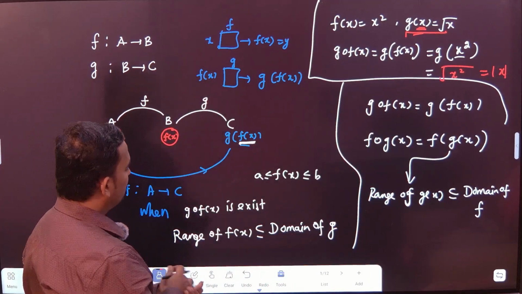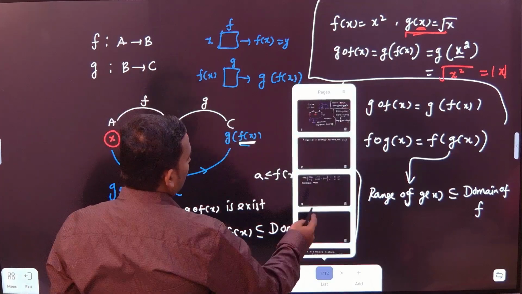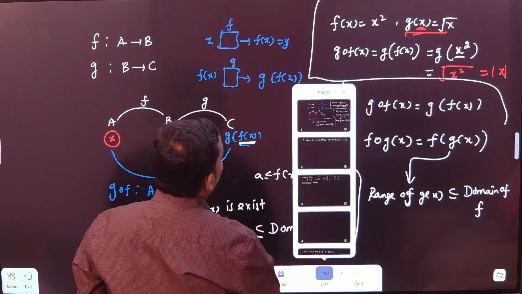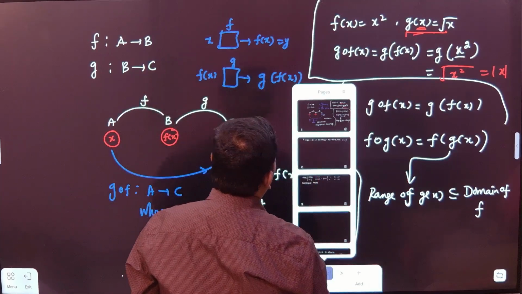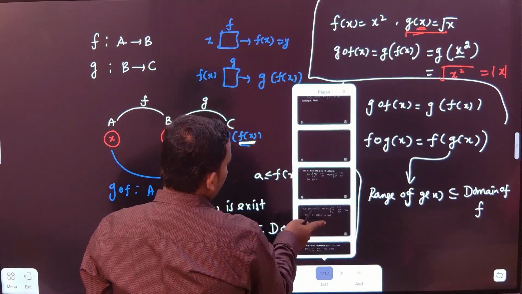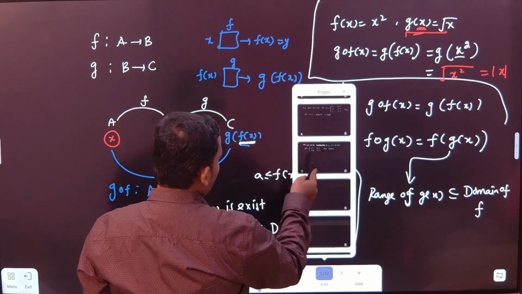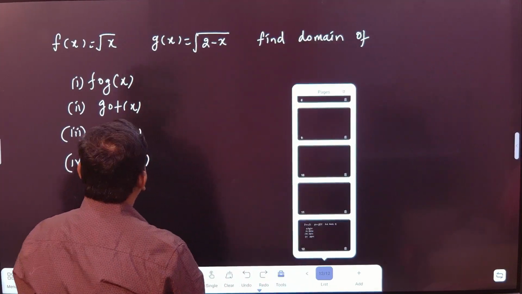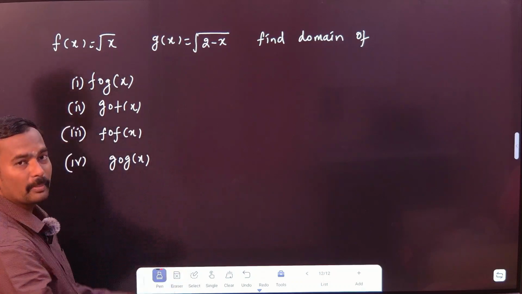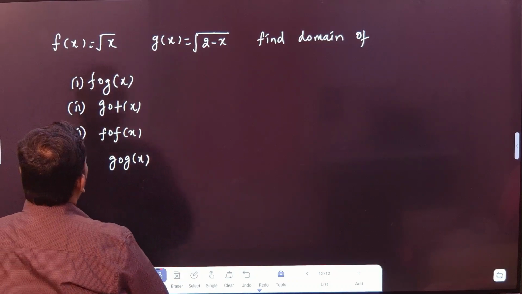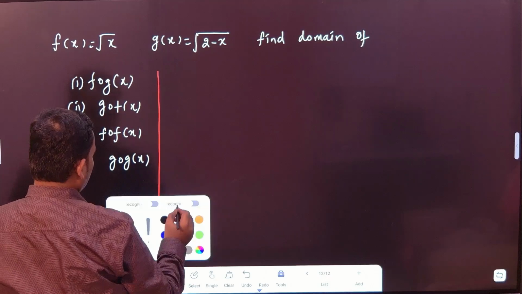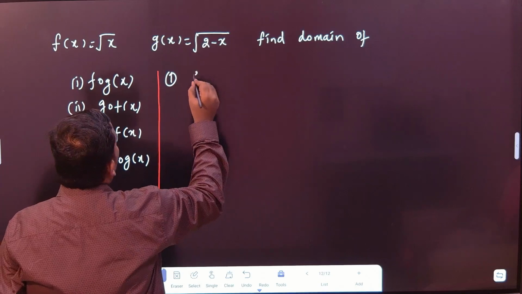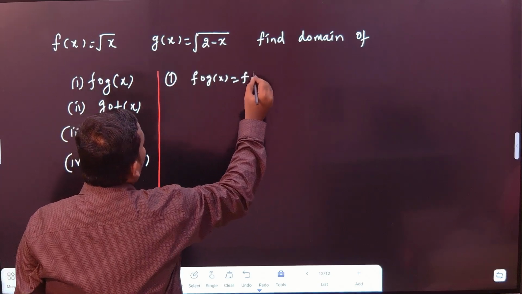So let me take another example. Let me take another page. Yes, let me take this page. You can see here how to find the domain of this function. So the first one. Let's take the first one here. F composition G of x. F of G of x.